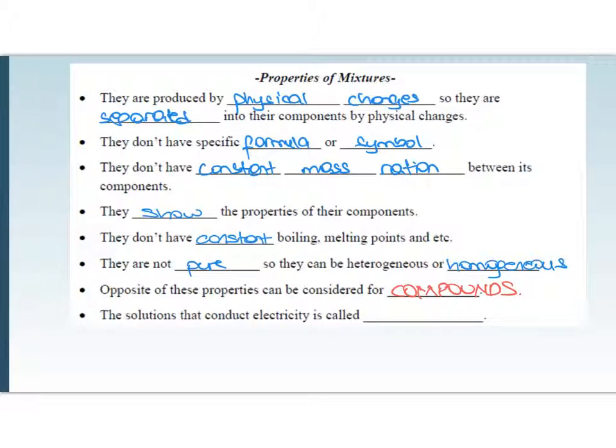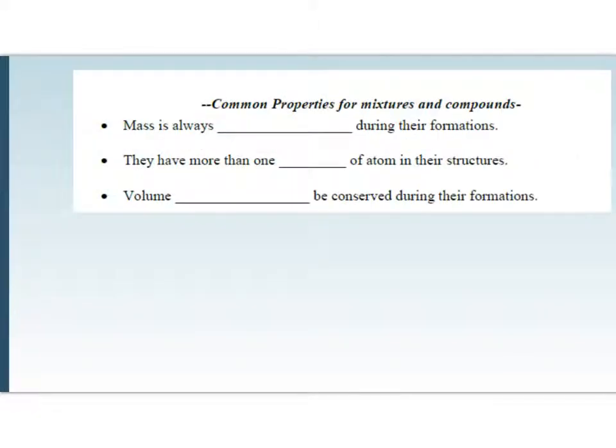The solutions that conduct electricity, maybe you remember, are called electrolytes. What about the common properties? Mass is always conserved. Do you remember the first law of chemistry, the law of conservation of mass, Antoine Lavoisier? They have more than one type of atom, and volume may not be conserved. This is important. When you add some liquid into another one, volume may not be conserved. The same thing is valid for a mixture of a solid and a liquid.